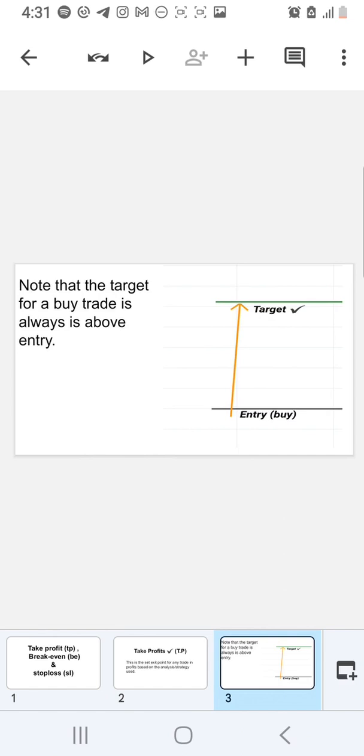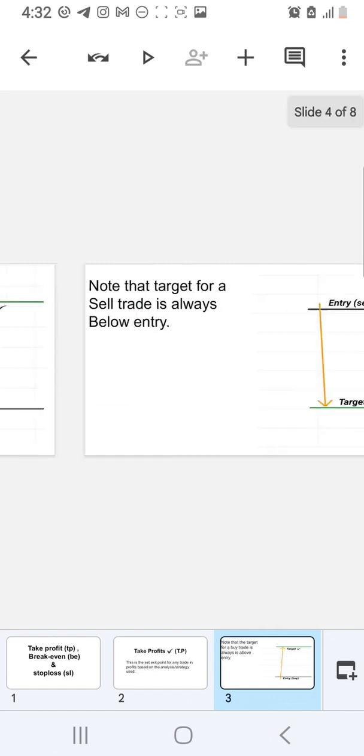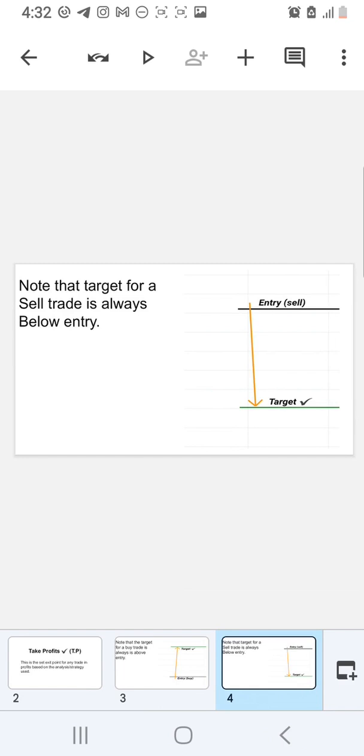And something to note, you can see the illustration which shows the entry. So when you have a buy entry, or you enter a buy trade, you always want to set your target. It's a must for your target to be above your entry for a buy. So your target or take profit is always above your buy entry. And for your sell entry, you can see the illustration, the target is always below your sell entry. So this is something to take note of.